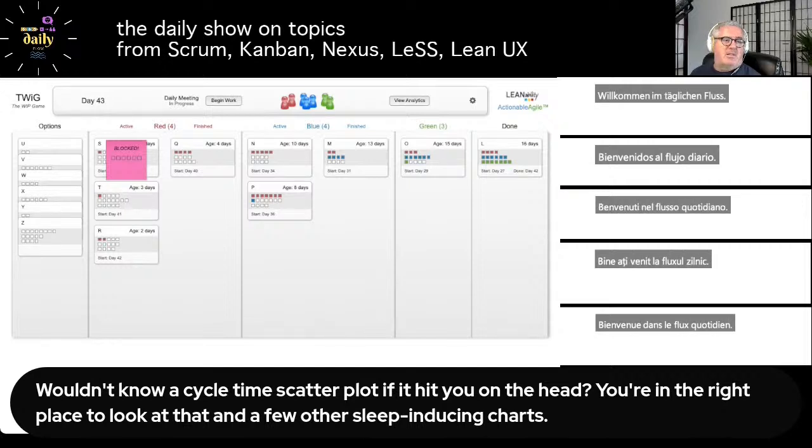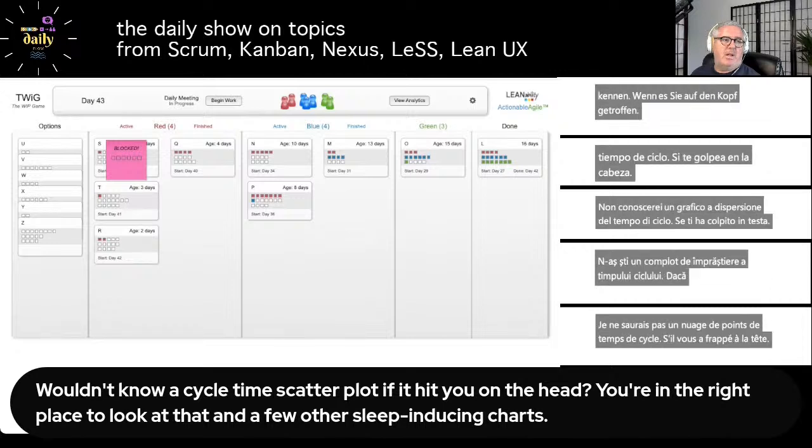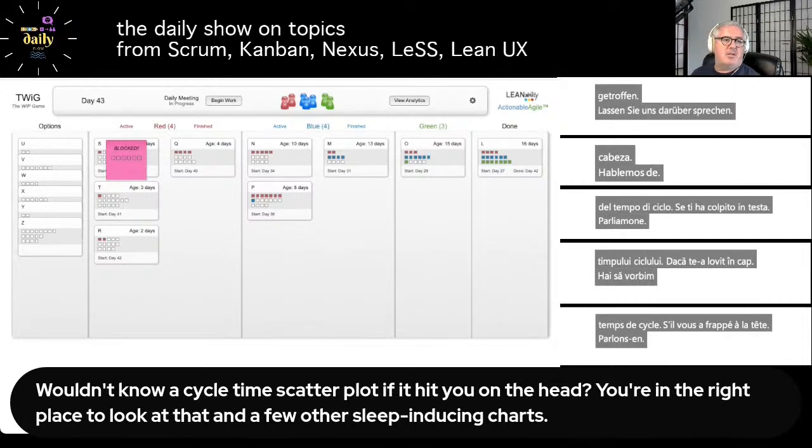Wouldn't know a cycle time scatter plot if it hit you on the head? Well, let's talk about some of the charts and measures that go along with using Kanban.